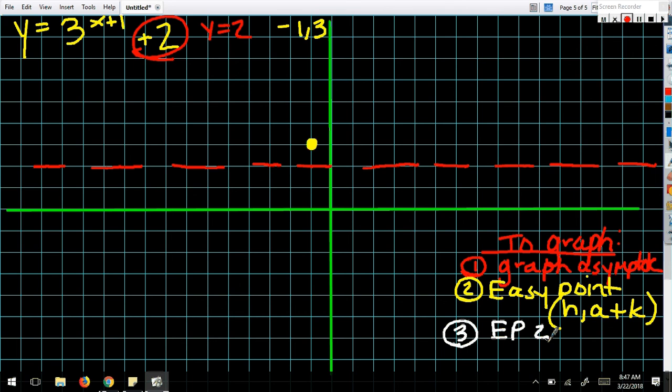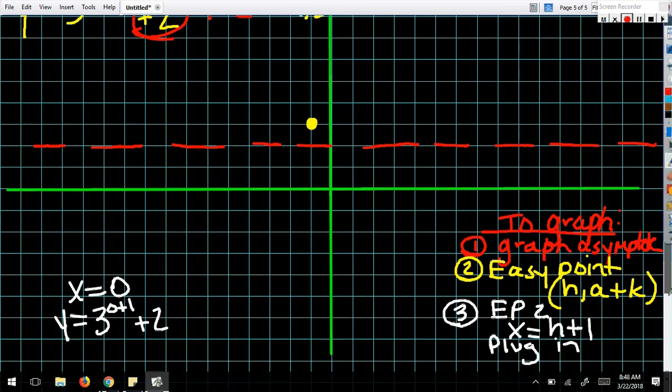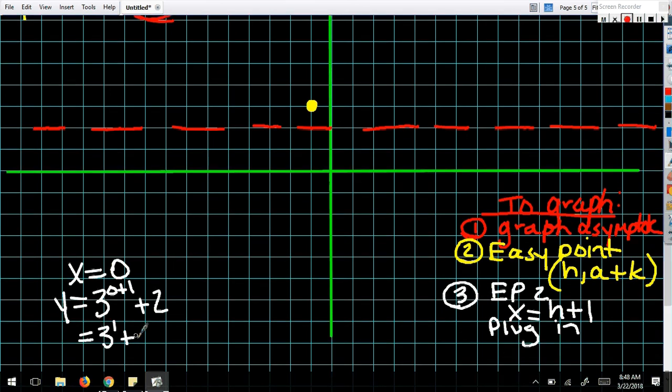It's going to be the same process we've used for every other one. Pick a number right beside the H that you started with, so add 1 to it. Here I'm going to take whatever H was, add 1, and plug it in for x. Since I had negative 1 exactly, I'm going to use 0. Well, 0 plus 1 is 1, so 3 plus 2. So it's 5. So 0, 5 is my easy point number 2.